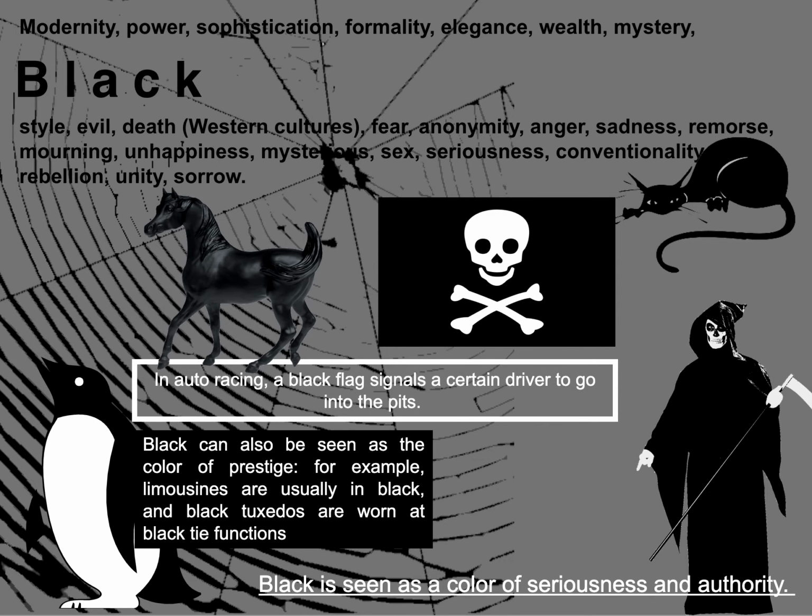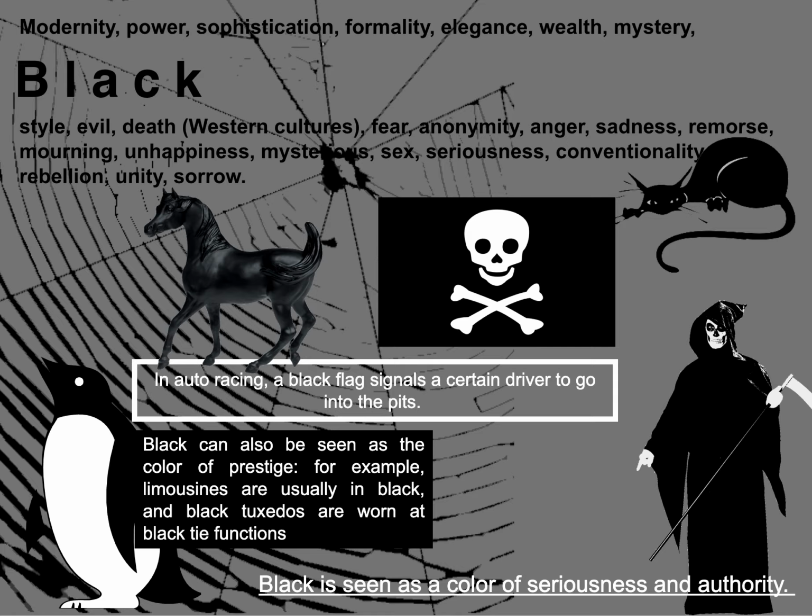And then black. Power, sophistication, elegance, mystery, wealth. Can also mean evil, death in Western cultures, fear. In auto racing, a black flag has a meaning, right? So in pirates, the Jolly Roger has meaning. So all these colors can represent different meanings depending on their context. Black is seen as a color of seriousness and authority. You often see uniforms worn by authority figures as black.